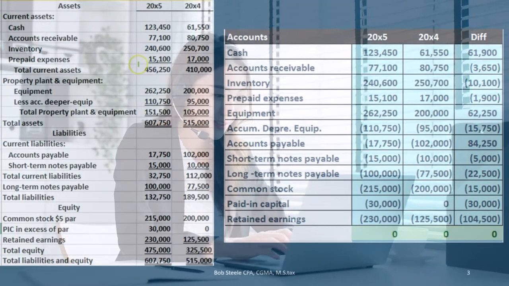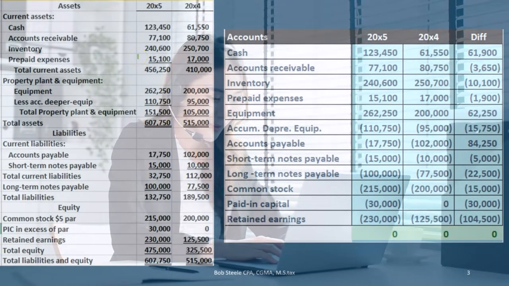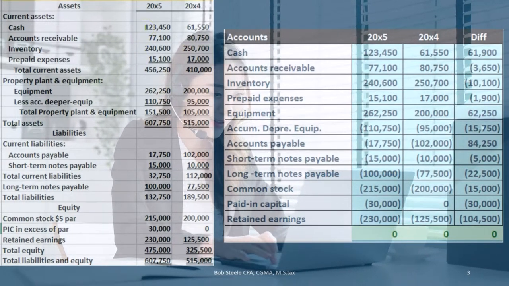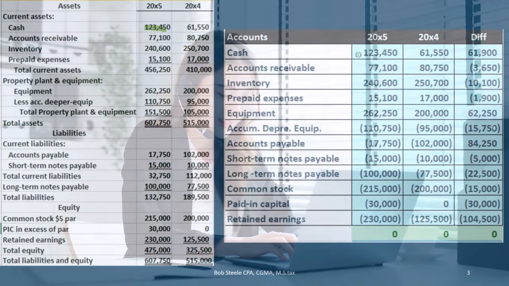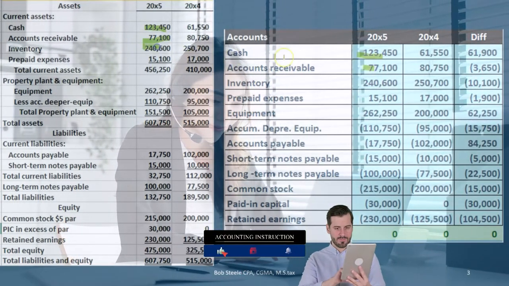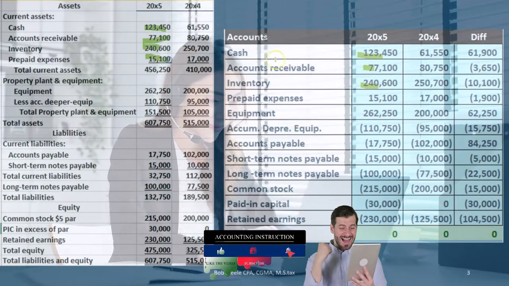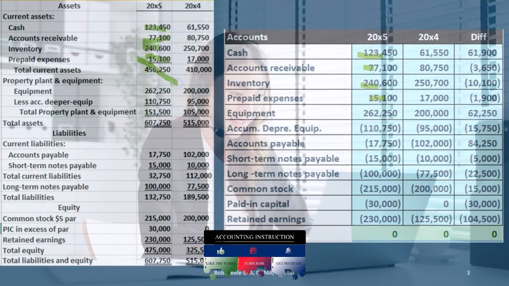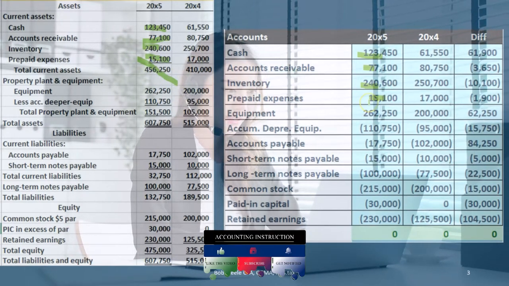I'm going to remove the subtotals. We're going to take the plus and minus format, convert it back into debits and credits. So for example, for 2015, we're just taking this number here. That's where the cash is going. We're going to take the accounts receivable. It's going to go back here. We're going to take the inventory. It's going to go here. We're going to take the prepaid expenses. Those are the assets. It's going to go here. We eliminate the total. We're not going to total up here.